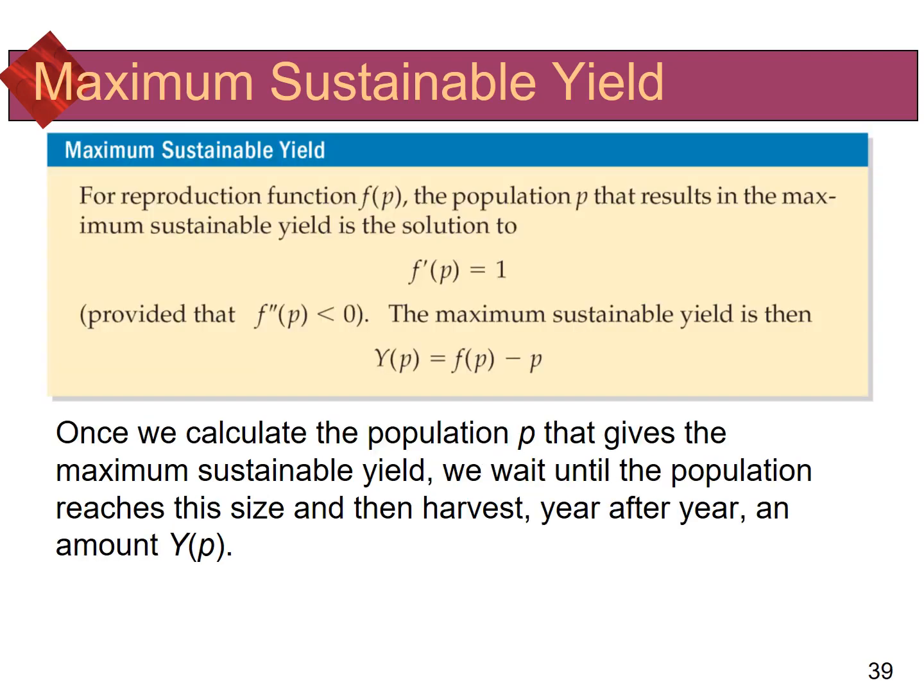So the maximum sustainable yield occurs when the derivative of the growth, or reproduction, function equals 1. And the maximum sustainable yield is then y of p equals f of p minus p, for whatever p value makes the first derivative equal to 1. Once we calculate the population that gives us the maximum sustainable yield, we can then actually calculate the maximum yield.